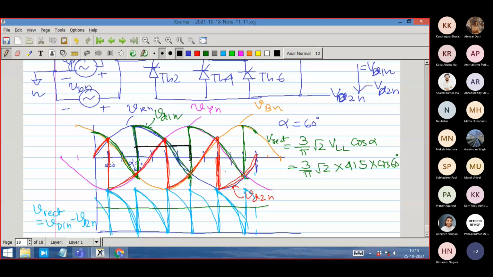For we are drawing for R phase, right? 1, 2, 3, 1, 2, 3, and then 4 here, 4 here, right? So this is the shape of the current, right? This is the shape of the current, right?